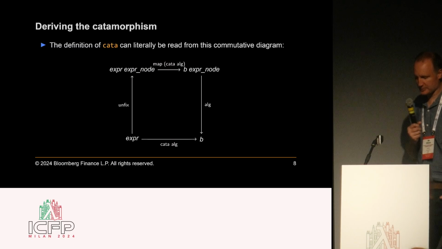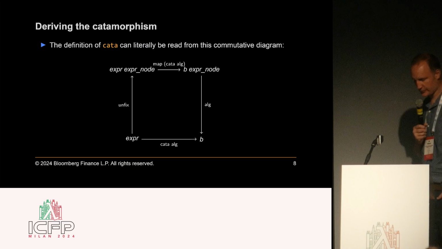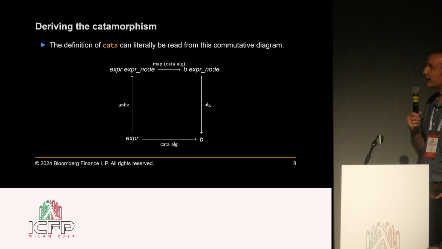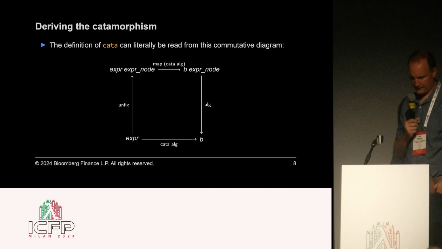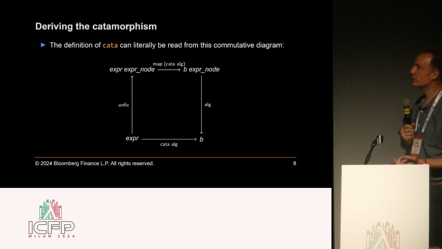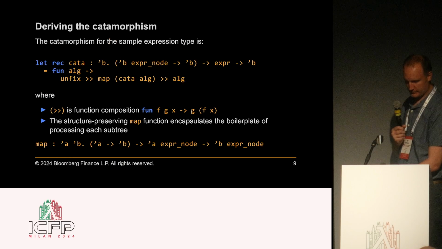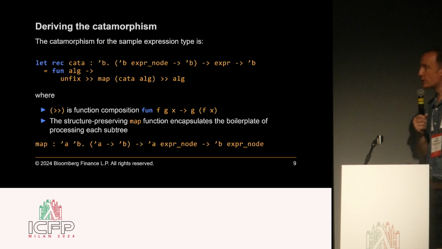So let's derive the catamorphism. We can do that quite nicely with a commuting diagram from category theory. The initial algebra is on the left, although I've flipped the arrow. I flipped the arrow because the homomorphism at the bottom, cataralg, is the function I want to derive. To go up the diagram, we compose unfix with map cataralg, and then we go down the other side with alg. So the definition in OCaml is read straight from that diagram.